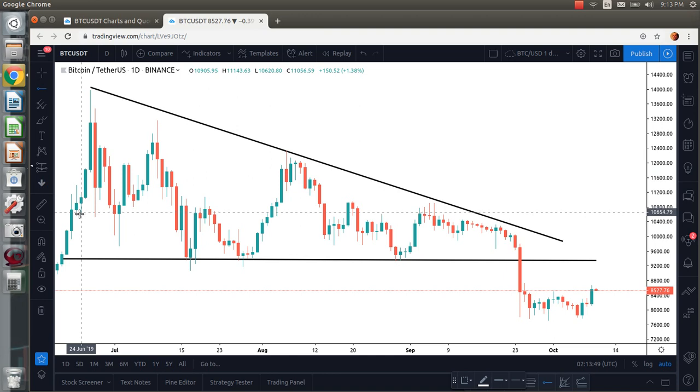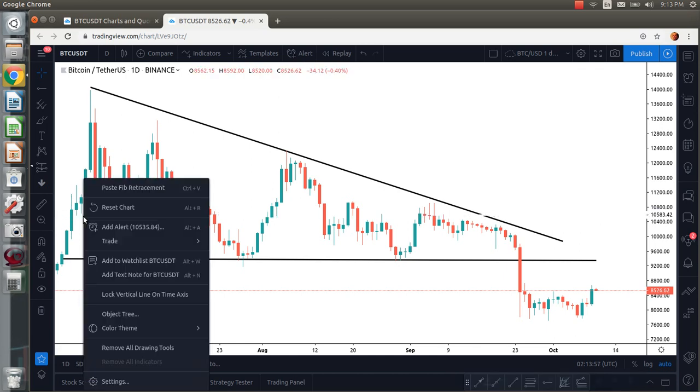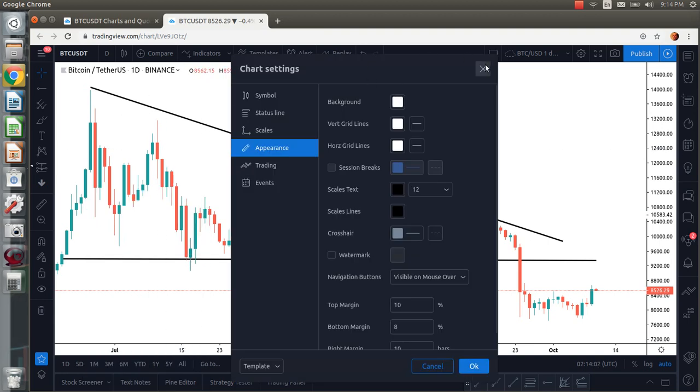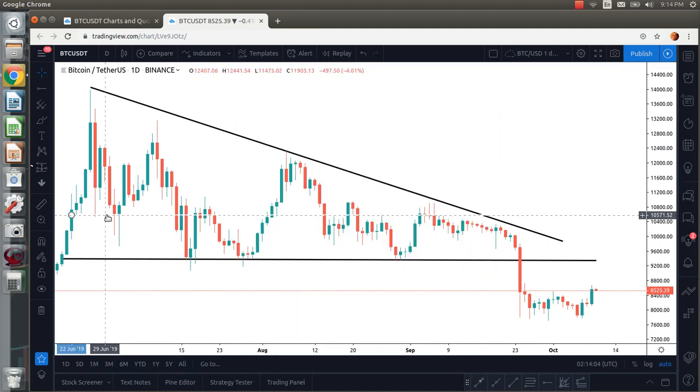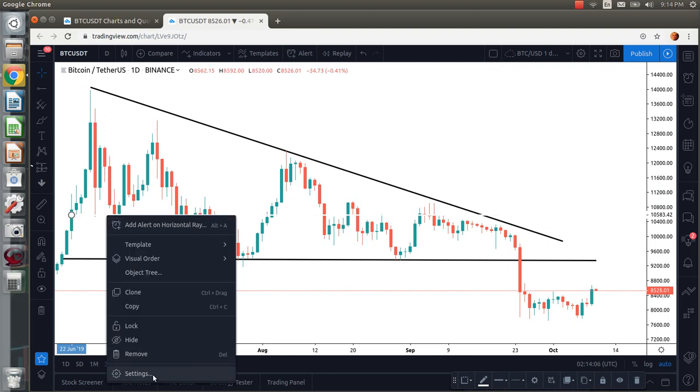Now, horizontal ray, I like that one. You could figure out a spot. You're like, okay, there was a lot of support and resistance right in this area. So, bam. It's white too. Why did I do this? Here, let me go ahead and change that color as well. It's the wrong settings. Hold on. What a pain.